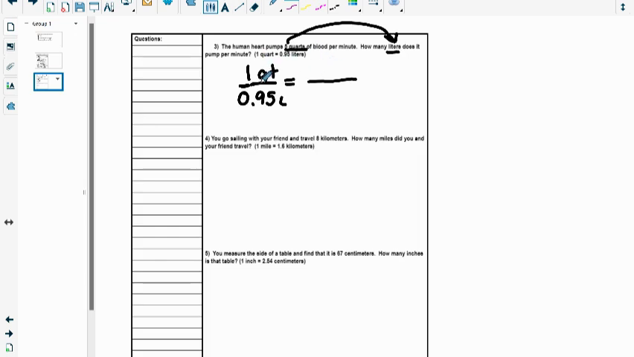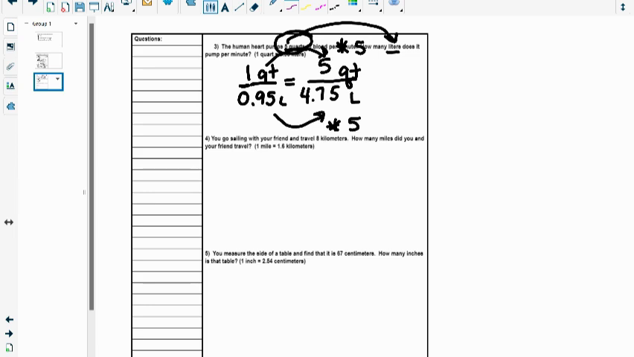Then we need to make sure our labels match. So if I put quarts on the top over there, I have to put quarts on the top over here. If I put liters on the bottom in my first fraction, I have to put liters on the bottom. We fill in our information that we're given, 5 quarts. And we say, how do we go from 1 quart to 5 quarts? Well, that's times 5. So we do the same thing with 0.95. We would do 0.95 times 5, and that's going to be 4.75.